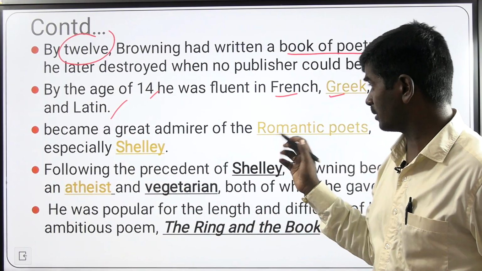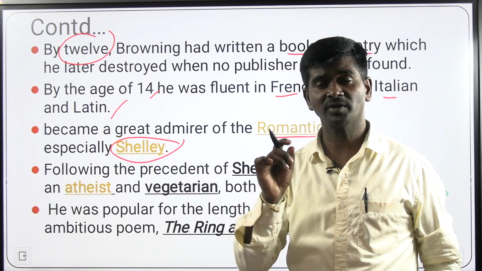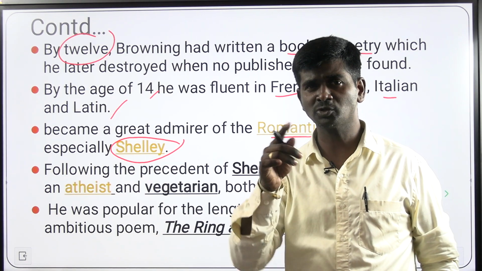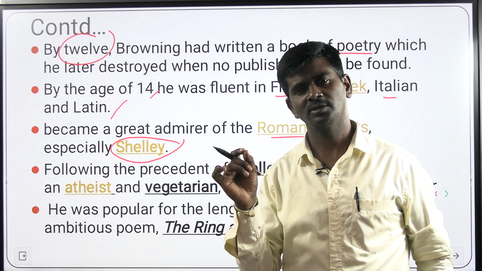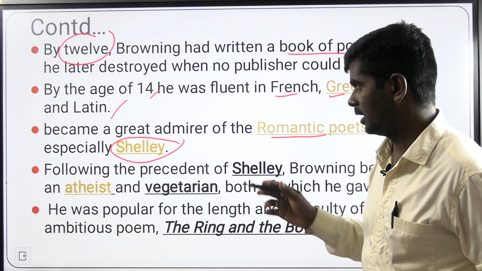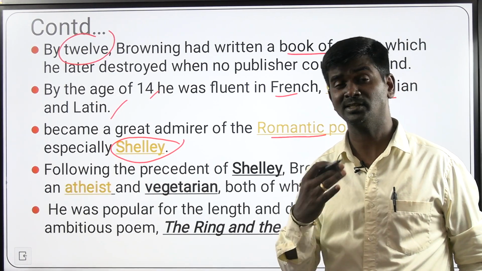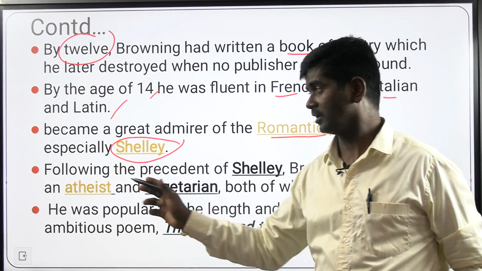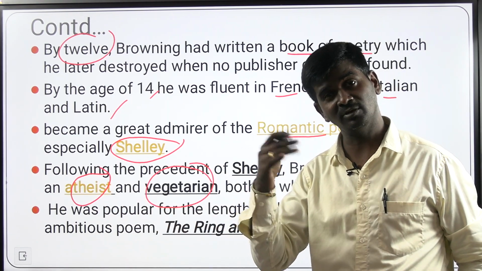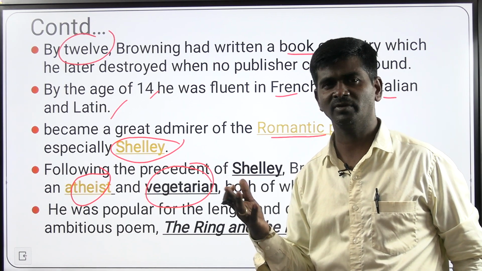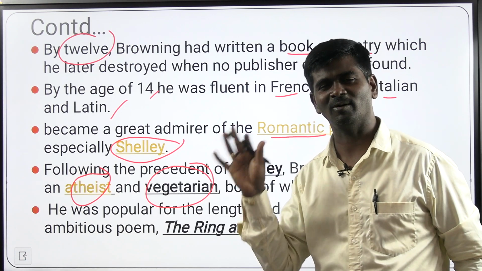Next, he became a great admirer of the romantic poet Shelley, and his first poem, Pauline, is a homage to Shelley. His first poem is dedicated to Shelley, a kind of homage. Following the precedents of Shelley, he adopted Shelley as an inspiration, as a model, hence he became a vegetarian. He became an atheist, he became a vegetarian. He wanted to be a revolutionary writer, but later, after a couple of years, after falling in love with Elizabeth Barrett Browning, he left all this.